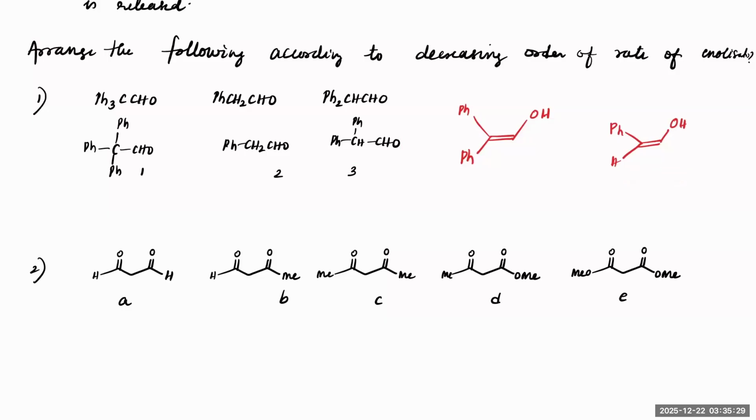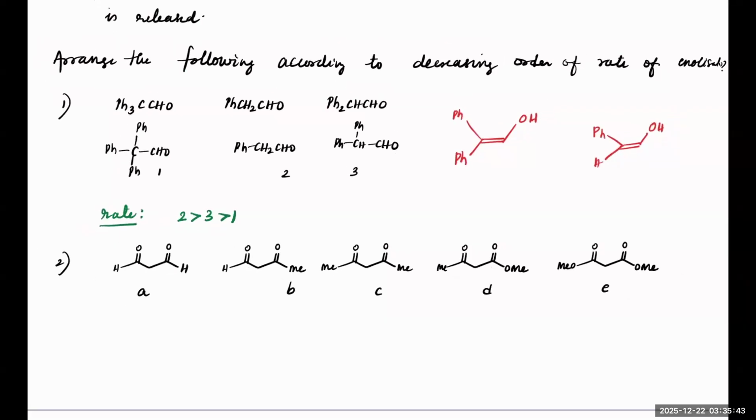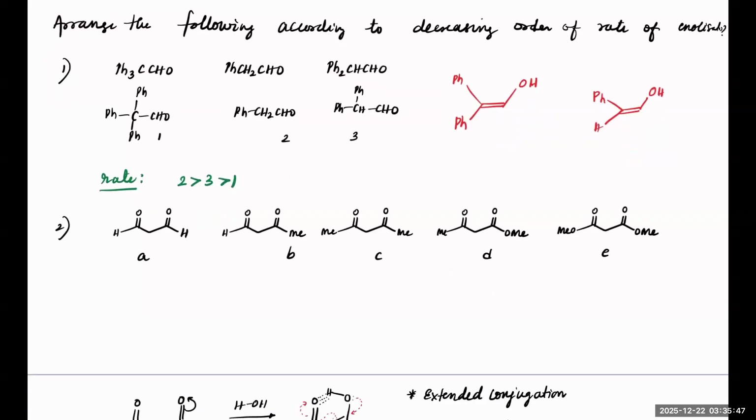So which one has more rate of enolization as well as the content? So it is 2, then 3, then 1. So that is the rate of the reaction. Rate of, sorry, enolization. First case is clear, everybody. Check out the second case.